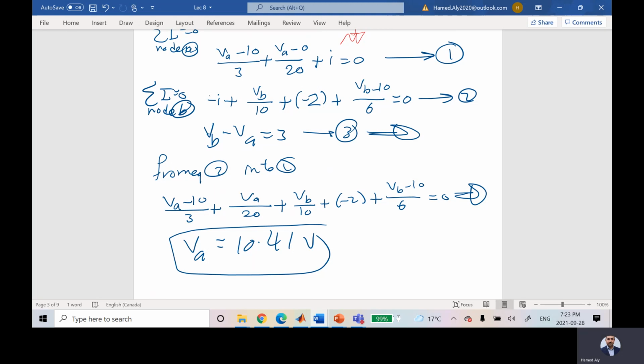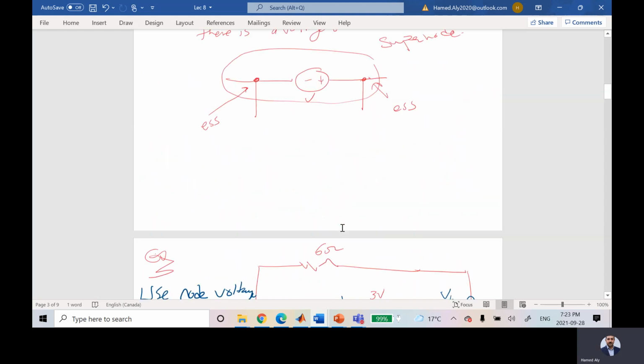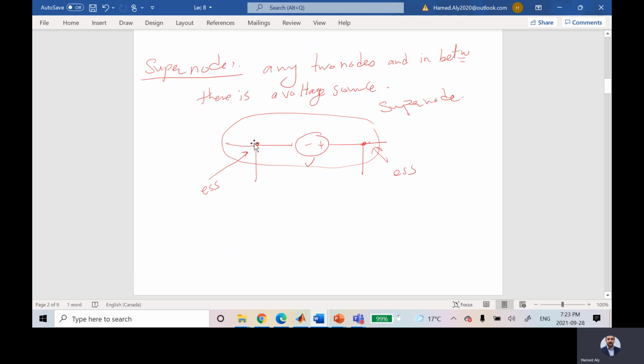This is what we have already learned. But how many steps did I write? 1, 2, 3, 4 plus simplify. If you go back to the problem, this guy was talking about super nodes, and he told us if I have 2 different nodes and in between there is a voltage source, I'm looking at this as a super node. And at that time, if you would like to solve the problem, instead of saying summation I for that node is equal to 0, summation I for that guy is equal to 0, you can say summation I is equal to 0 around the super node.